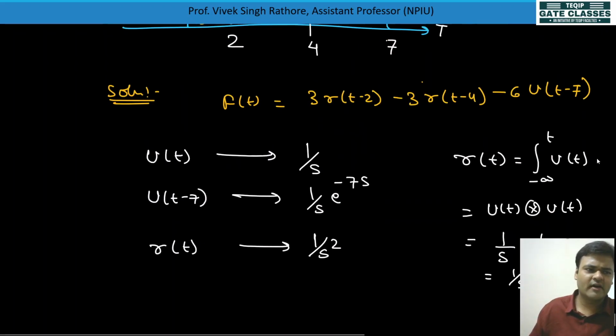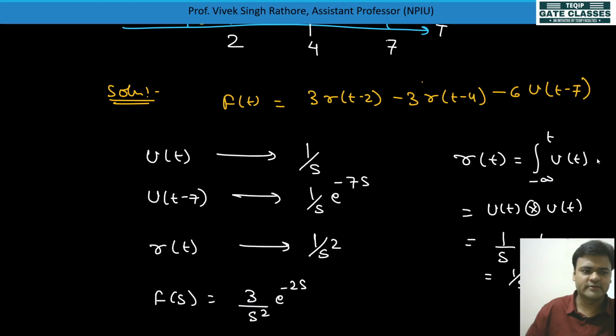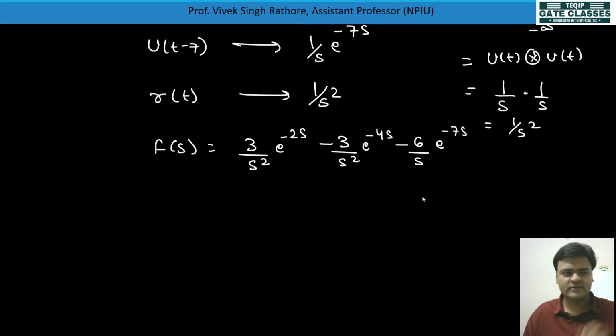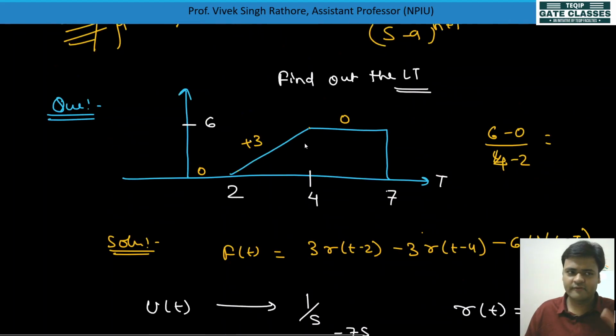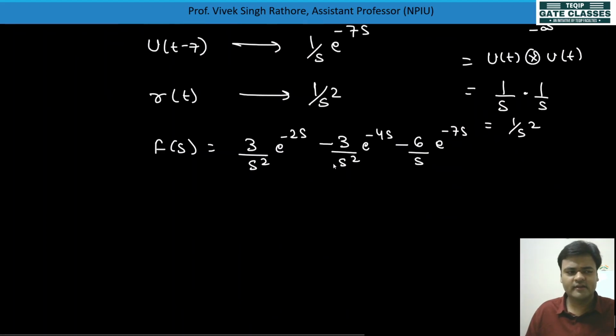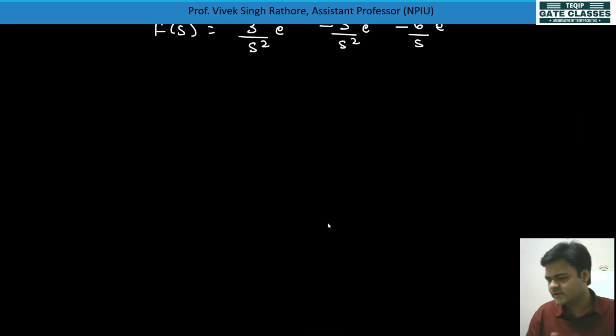So definitely now you can write F of s directly: 3 by s square e to the power minus 2s, minus 3 by s square e to the power minus 4s, and minus 6 by s e to the power minus 7s. So this is the answer for your question. Very easy, but from this question you need to understand how to write this type of expression mathematically, and how to write the r of t expression. Then it is very easy, nothing difficult in it.